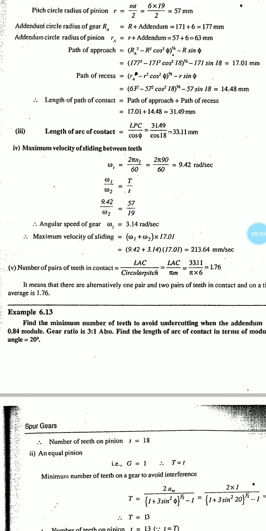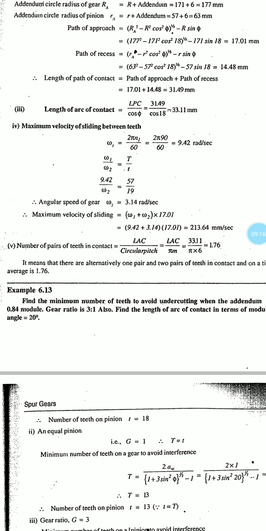The next one is length of arc of contact. How we calculate, already you know: the length of path of contact divided by cos phi. If you do this, you will get the length of arc of contact. So LPC already calculated is 31.49 divided by cos of the pressure angle, cos 18, you will get 33.11 mm.